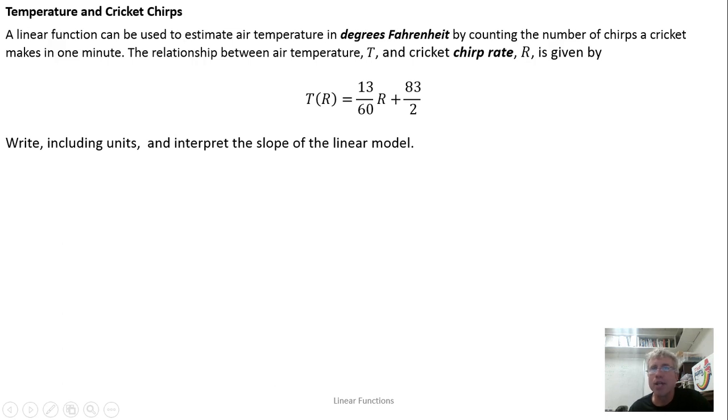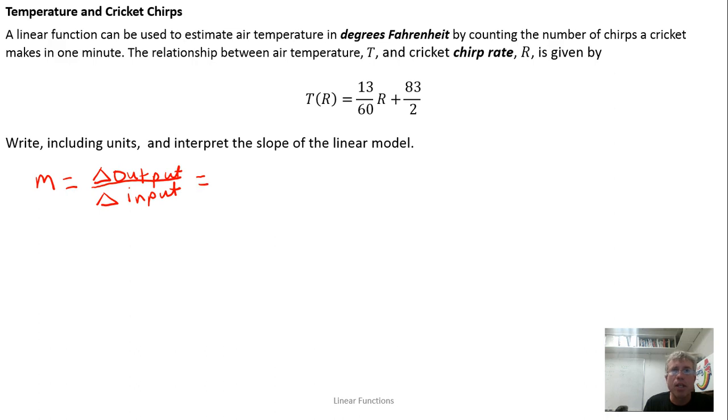And what's been discovered is that the warmer it is, the faster the crickets will chirp. So you can estimate air temperature by counting cricket chirps. And what we want to remember for this particular example is that the slope of a line M is always going to be the change in the output variable, or the dependent variable, divided by the change in the input variable, otherwise known as the independent variable. So it's always going to be delta output over delta input.